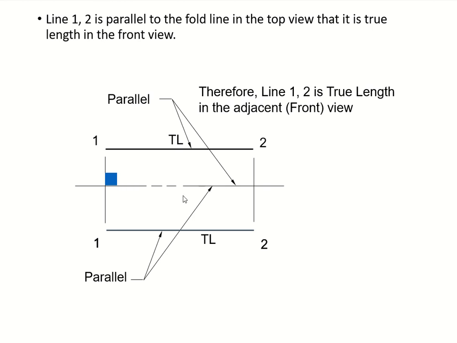Line 1, 2 is parallel to the full line, okay? In the top view, this is your top view. Therefore, your line 1, 2 is true length in the adjacent front view. Okay.